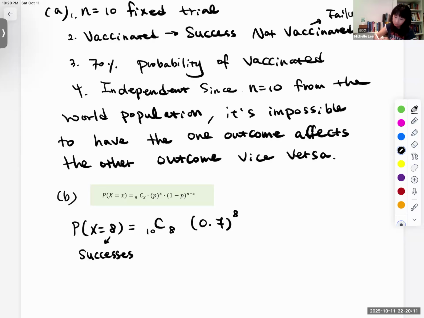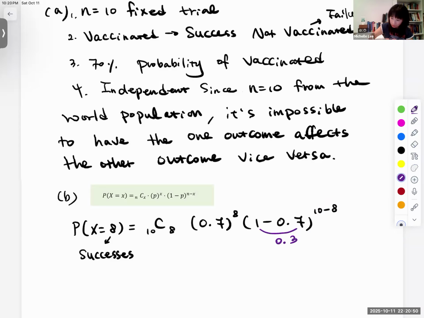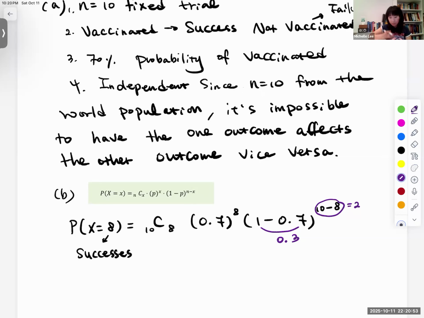1 minus p is 0.3. So the whole thing for failure, we knew that is 0.3, and we can do that too. So the number of failures is n minus 8, which is 2. I'm gonna show you how to use decimals, as I showed you earlier.